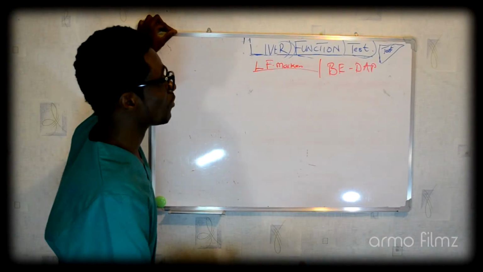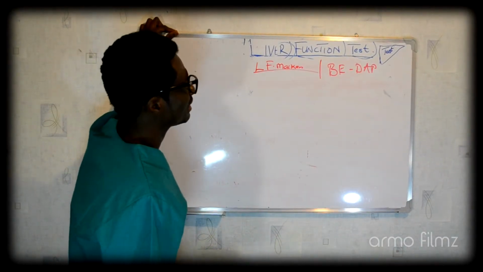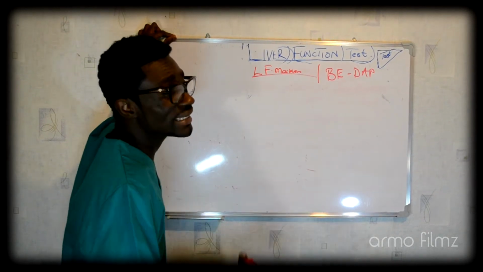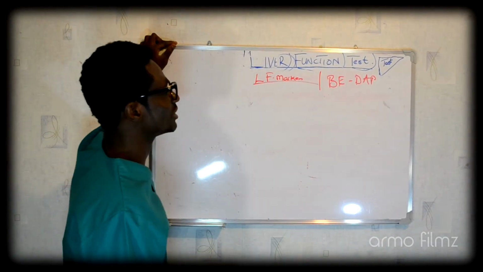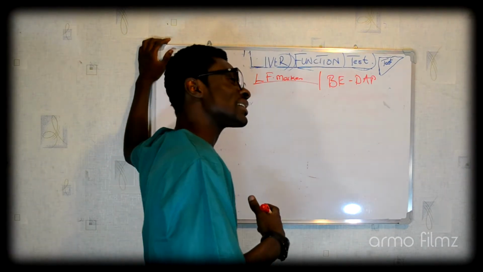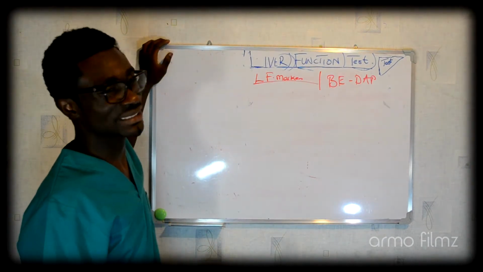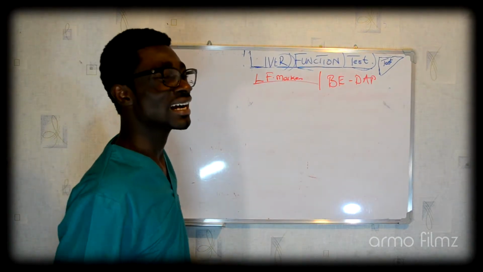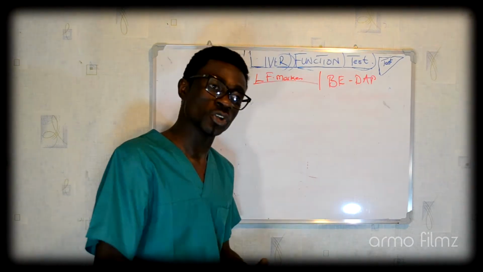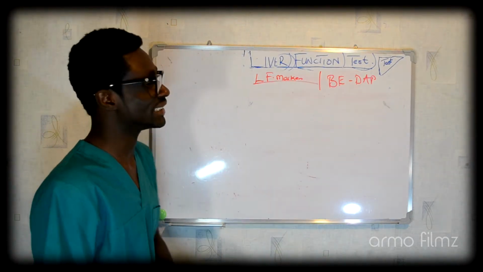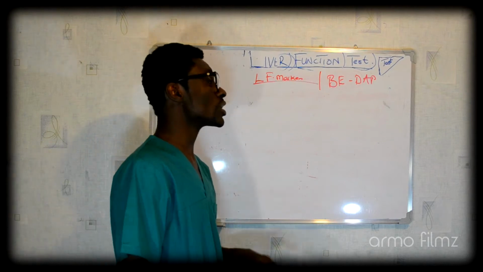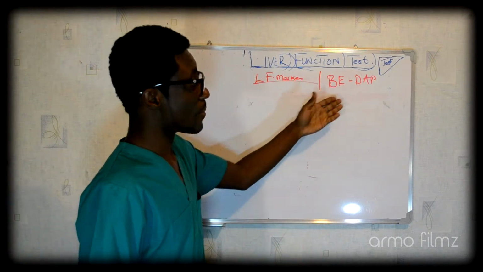Like I was saying before, there are what we call markers, understand? Those markers we call the liver function markers. They are the parameters that you see in your liver function test result, basically. And I usually use a mnemonic called BEDAP.